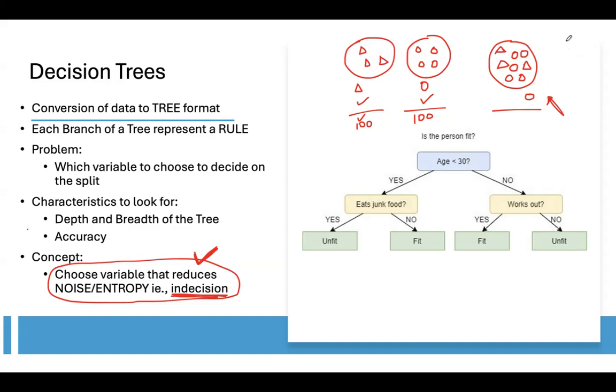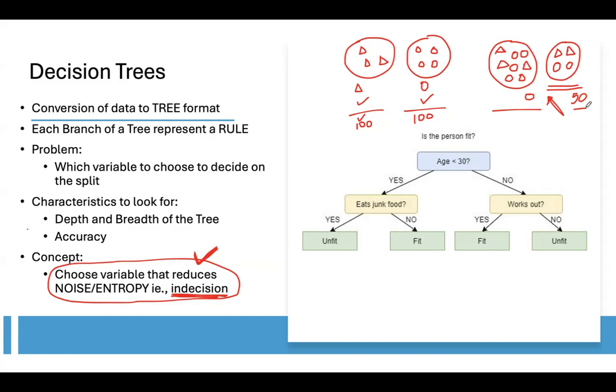And if there is no majority of any class, for example, if there are two triangles in this and two circles in this, then I will say that this is completely indecision. I cannot decide. This is like 50-50. I cannot label this as a triangle. I cannot label it as a circle. The reason is that both of them are equally present there.